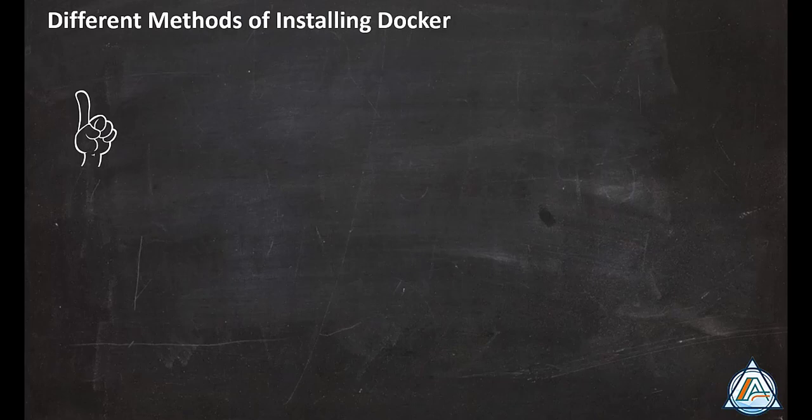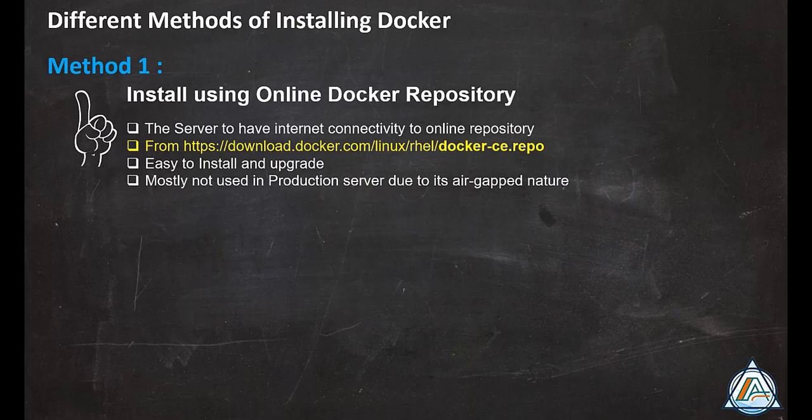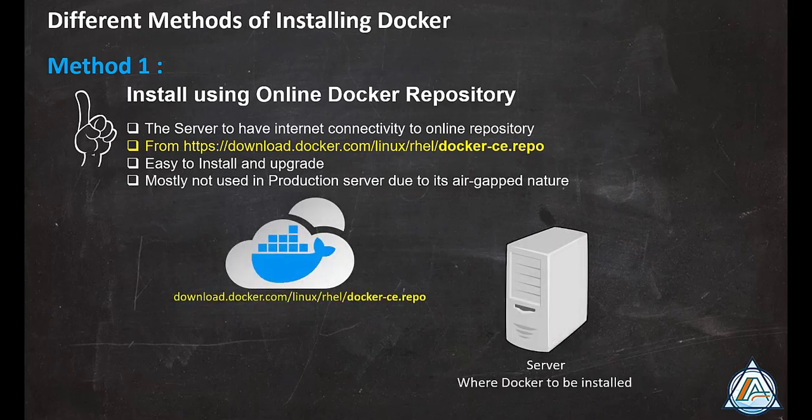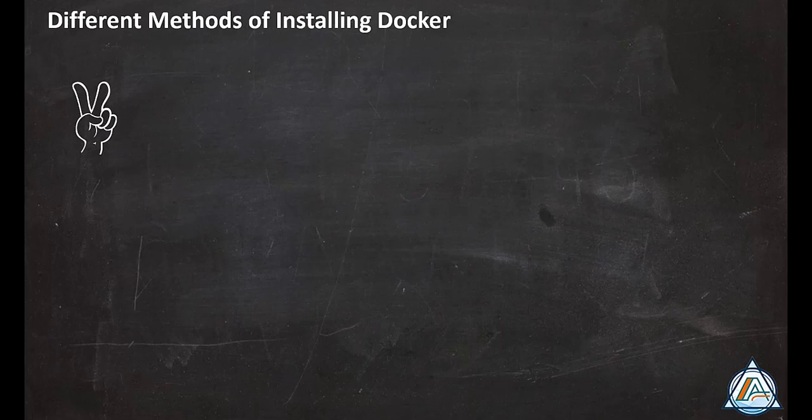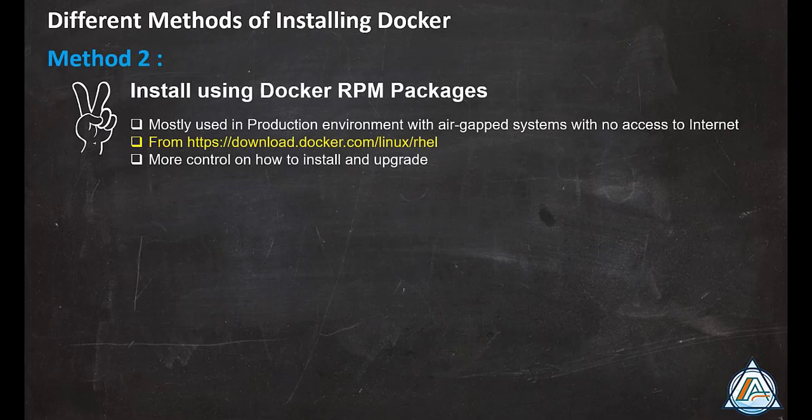Quickly go through the different methods of installing Docker. Install using the online Docker repository. This requires the server to have internet connectivity to the online repository. It's easy to install and upgrade, but most of the production servers are air-gapped in nature. That means it doesn't have connectivity to the internet. So it's not used in most of the production areas. We need to add the Docker CE repo into the server and use the yum install command to install the necessary packages.